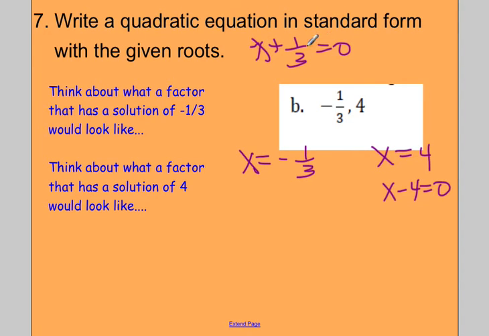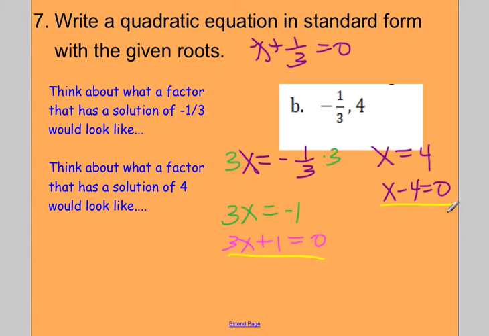We can't just do that because have we factored and seen any fractions? No. So the first thing that I would do is multiply by the denominator, which is 3. So now I have 3x is equal to negative 1. Now it's nice and easy. To get negative 1, I would just add to the other side. So I have 3x plus 1 is equal to 0.